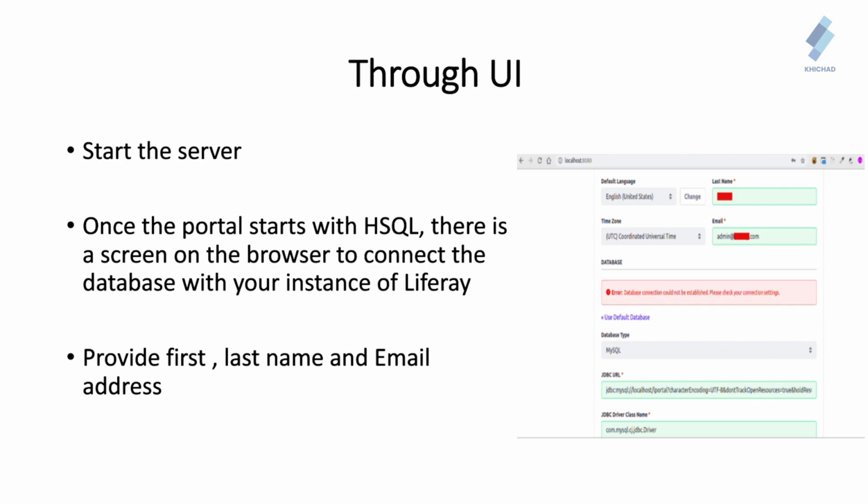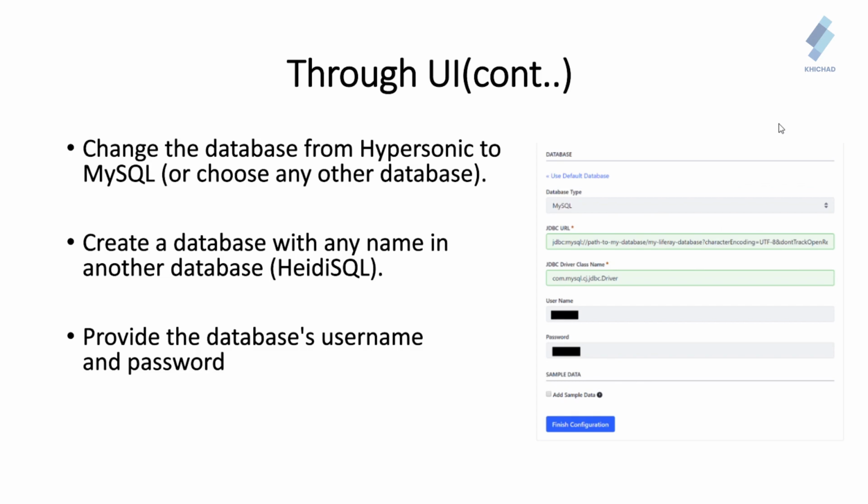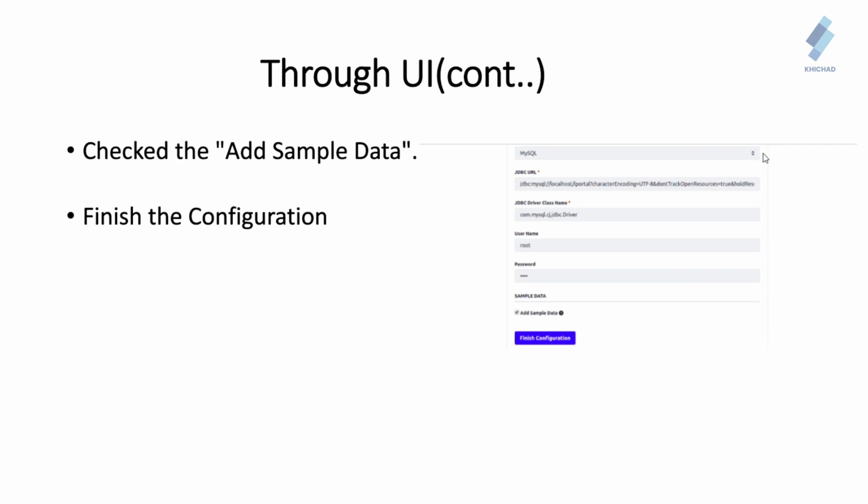Liferay asks for the first name, last name and email address. Next, change the database from Hypersonic to MySQL or choose any other database, and create a database with any name. Provide the login credentials of the database, username and password, check add sample data, and click on the configuration button.